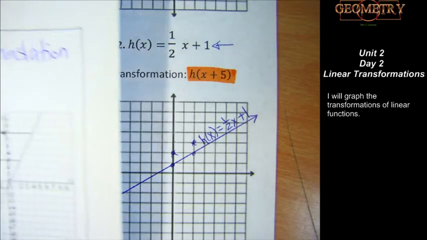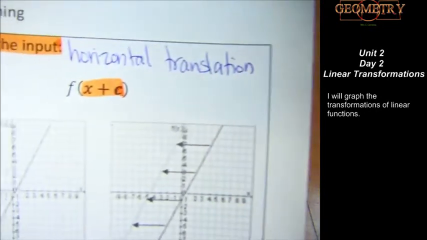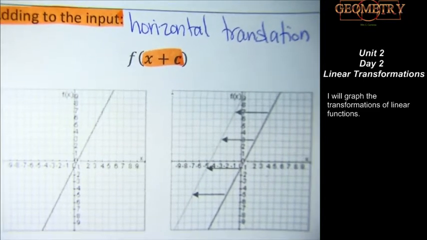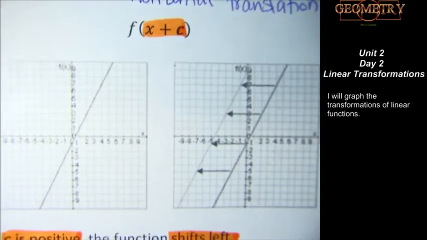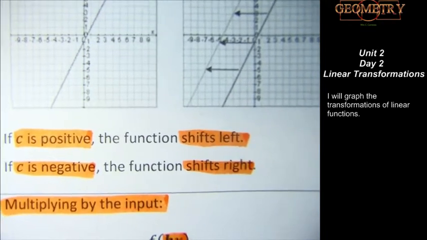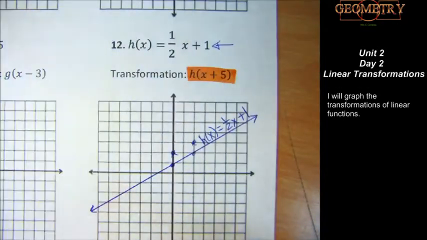Yes, it's a horizontal translation because it looks like this. When the thing that we're adding inside of that function is positive, we're going to shift to the left. If it's negative, we're going to shift to the right. It's positive, so we're going to shift to the left.